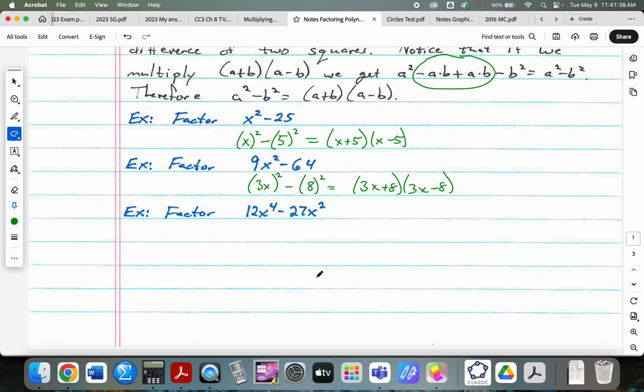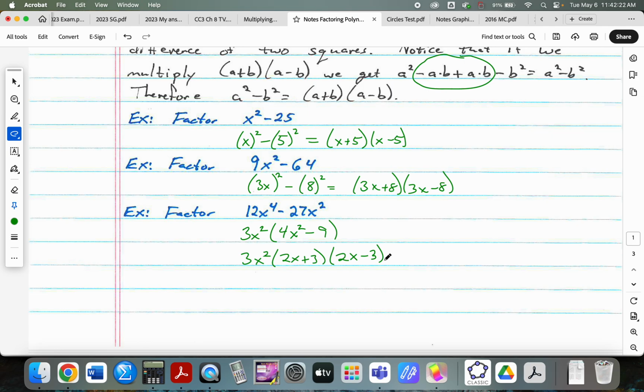The next one, refer back to rule 1. The first thing you always do, no matter what, is look for any common factors. What's the greatest common factor for these two terms? 3x squared. Yeah, 3x squared. Do that first. That'll leave you with a 4x squared minus 9. I'm not going to take the time to write it out this time. That's 2x squared minus 3 squared, so it'll be 3x squared times 2x plus 3 times 2x minus 3.